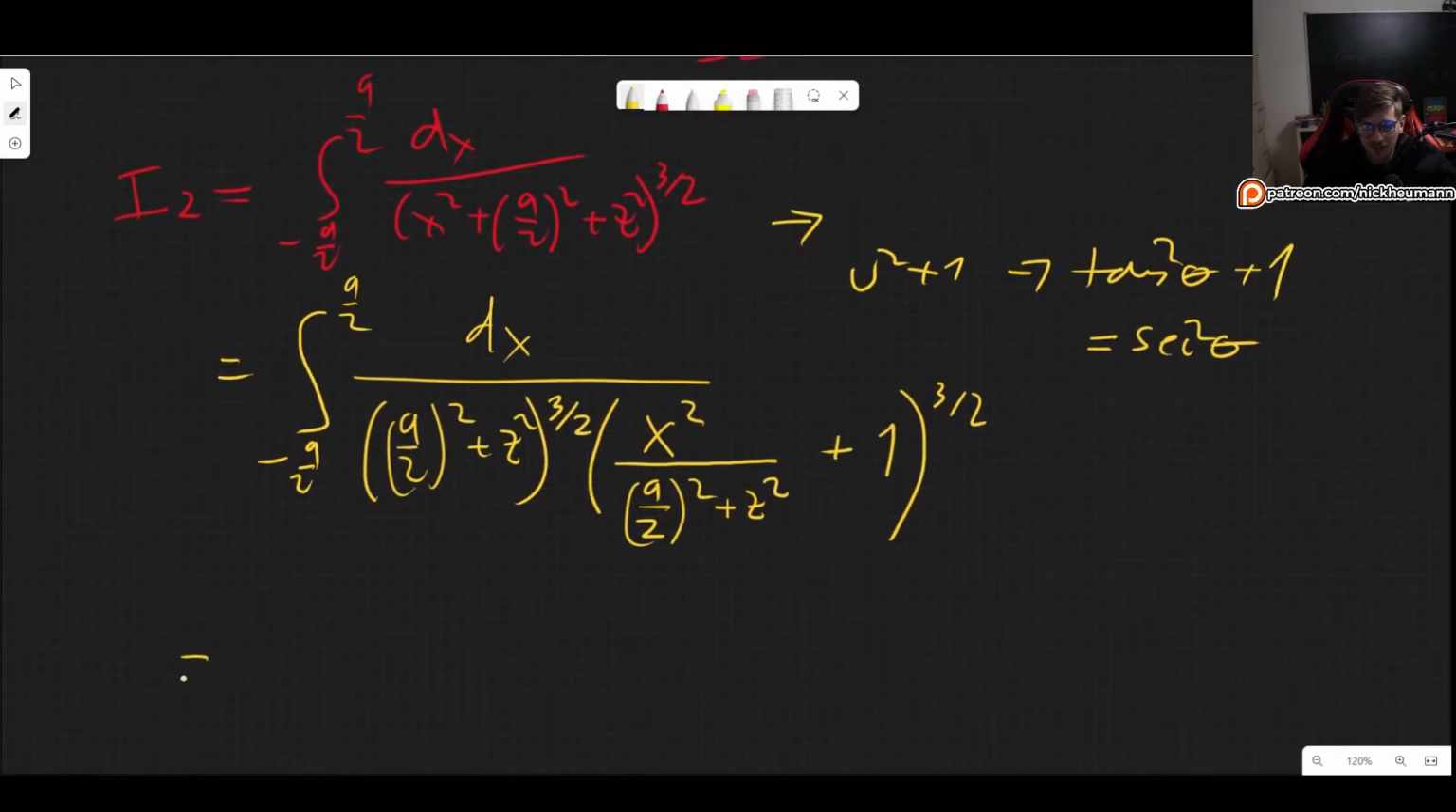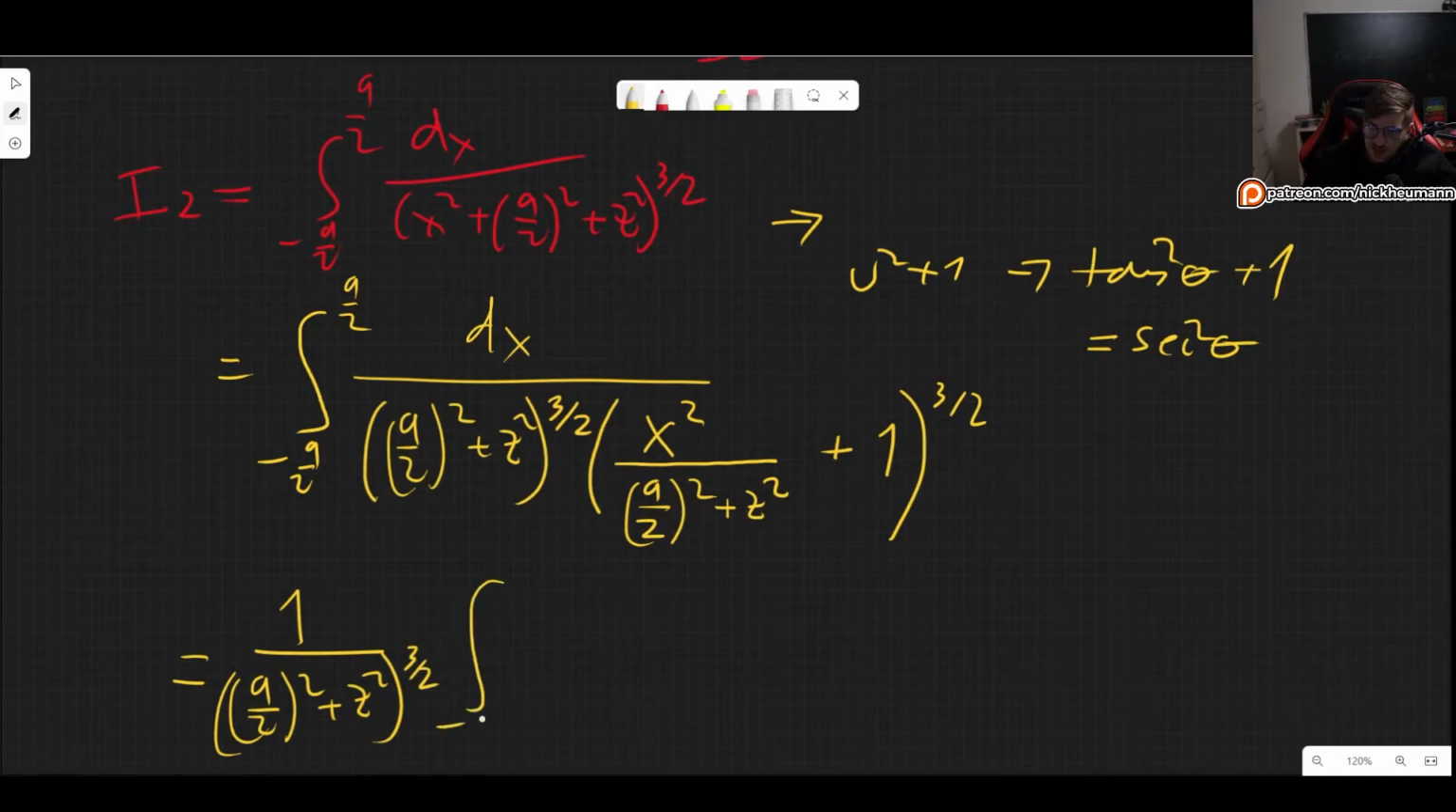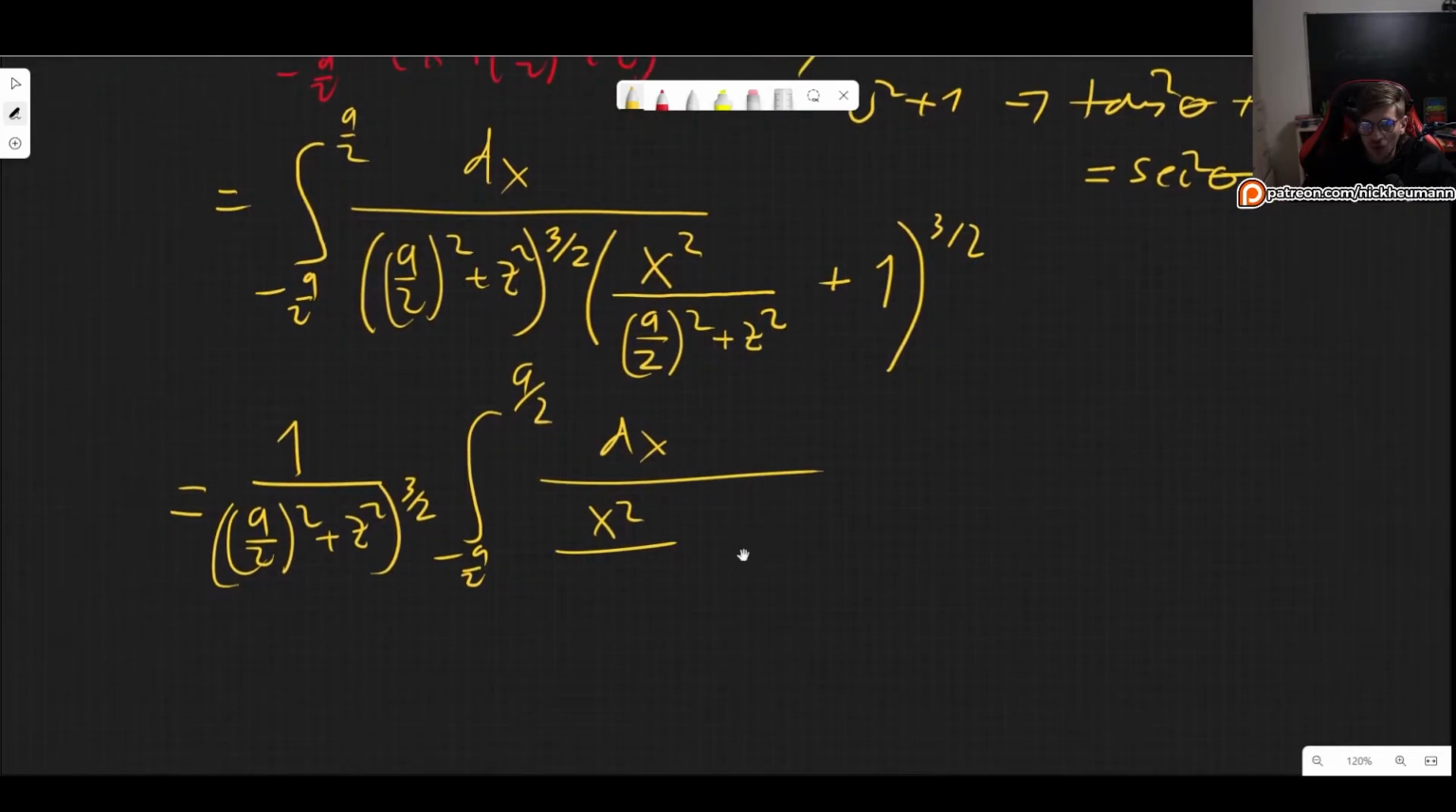And of course, that thing is a constant, so it can just go right outside of our integral. So a over 2 squared plus z squared to the 3/2 power. And then we have the integral from minus a over 2 to a over 2 of dx. And now look at this, x squared. Now this may not look all that nice, but it is what we wanted. This is a over 2 squared plus z squared, and this is basically a number. It may as well just be 2, right? Because it's for a fixed value of z. So 3/2. So now we can just say, okay, this is the quick way to do it.